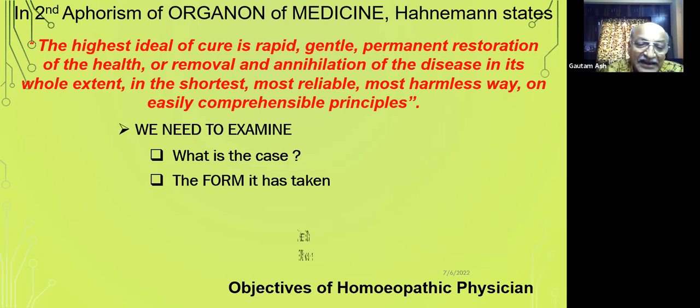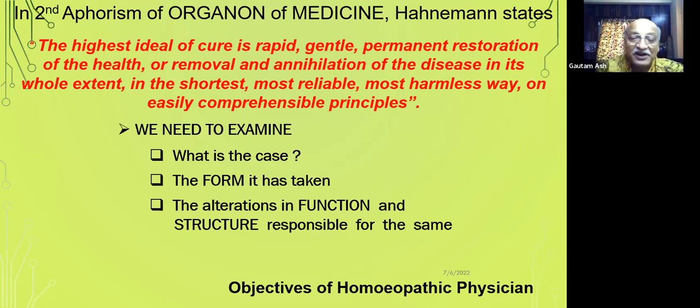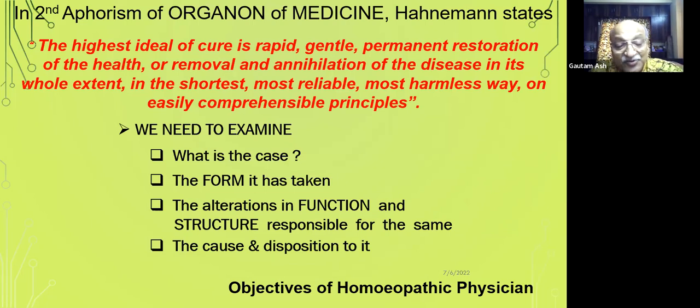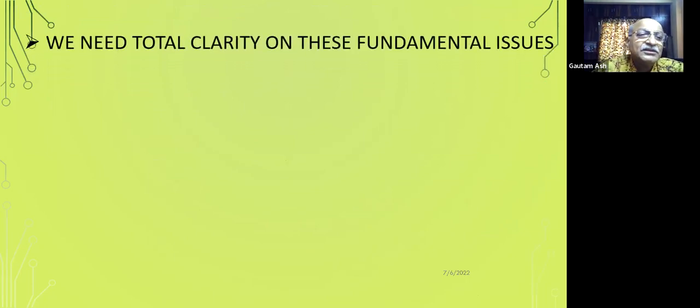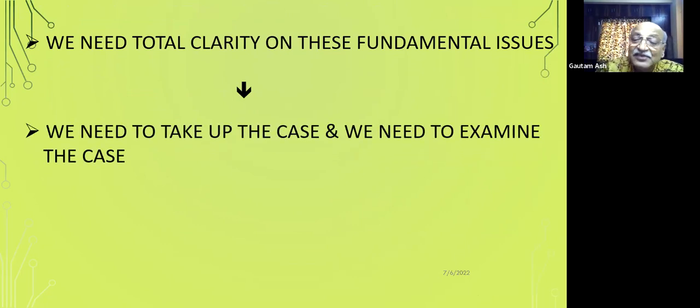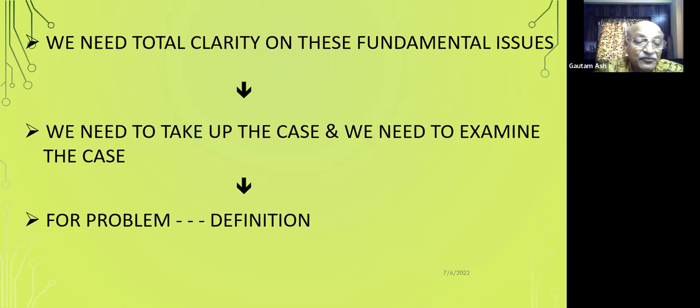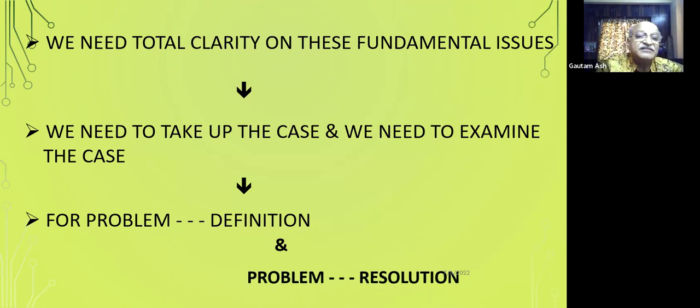The form it has taken, that means whether it is functional or structural, in GI cases as per our example taken. The alteration in function and structure responsible for the same. What alteration has occurred? Growth, ulcer, or any hyperactivity or hypersensitivity, whatever. The cause and disposition to it. Exciting factor, maintaining factor, which are responsible for it. Therefore, we need total clarity of these fundamental issues for treatment. We need to take up the case and examine the case, as I have discussed already during scope and limitation, for problem definition, meaning diagnosis of the case, and for problem resolution, for planning the treatment part, the management part, so that the patient will be alleviated.